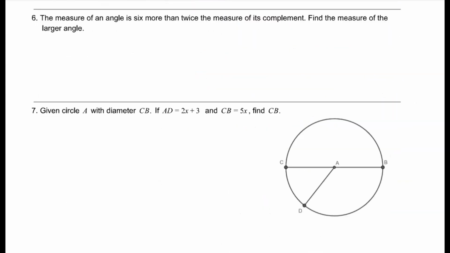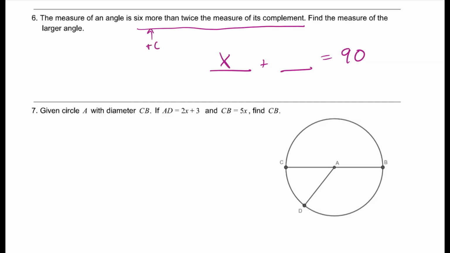Number 6. The measure of an angle is 6 more than twice the measure of its complement. Find the measure of the larger angle. The first thing I notice here is that they're talking about complementary angles. So I'm going to have some sort of equation where I'm summing two angles and setting it equal to 90 degrees. Now, I don't know what the smaller angle is, so I'm just going to label that as x. But it tells me that the other angle is 6 more than twice the measure of its complement.